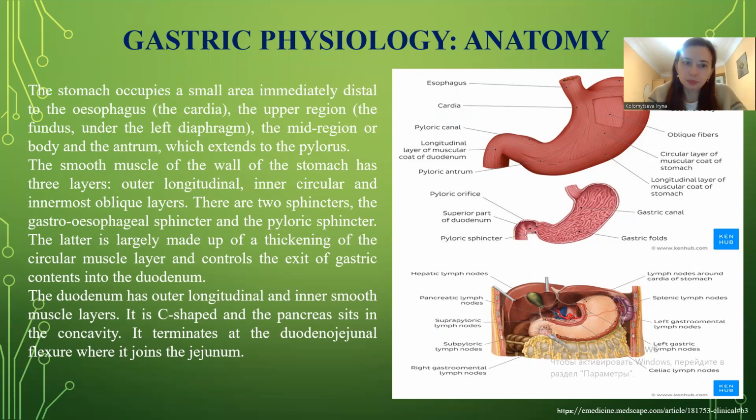The latter is largely made up of a thickening of the circular muscle layer and controls the exit of gastric contents into the duodenum. The duodenum has outer longitudinal and inner circular smooth muscle layers. It is C-shaped and the pancreas sits in the concavity. It terminates in the duodenojejunal flexure where it joins the jejunum.